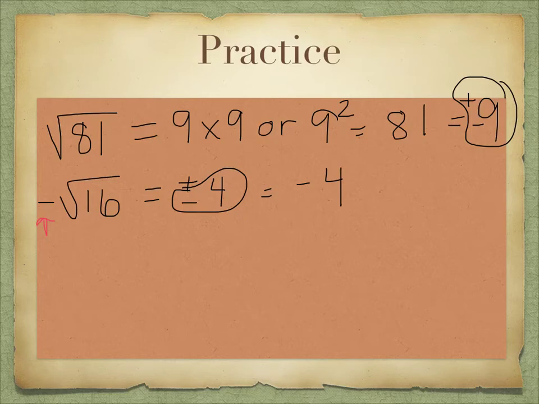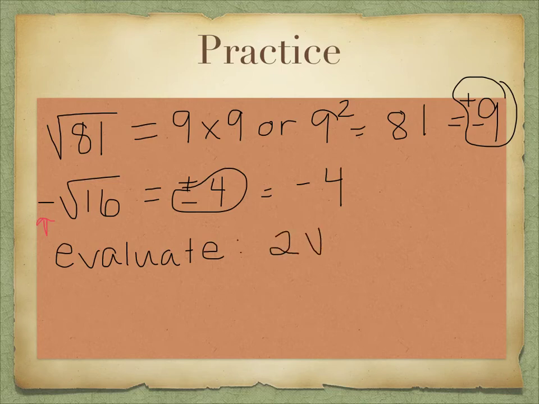You may also be asked to evaluate equations or expressions that have a square root sign in them. For example, 2 times the square root of 64 minus 18. So in this example, we have multiplication here, we have a square root here that we need to find, and we have subtraction.